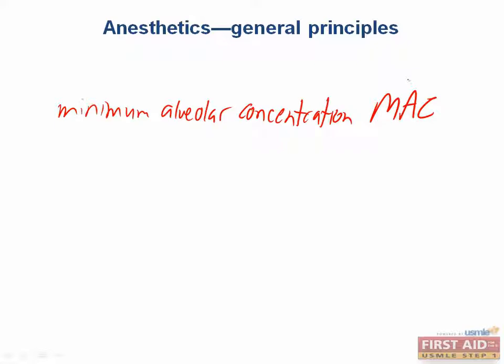The potency of an inhaled anesthetic is expressed in minimum alveolar concentration, or MAC. MAC is defined as the concentration of a drug that induces anesthesia in 50% of patients. It's analogous to the ED50 concept, or median effective dose, which you learned about in pharmacology.